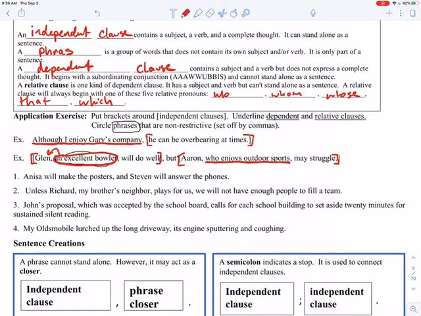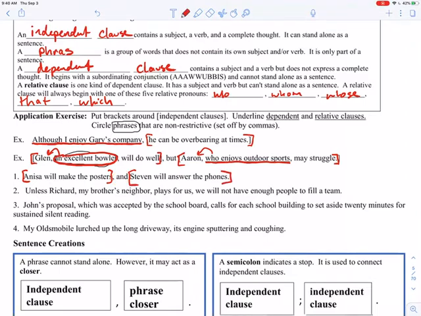Let's see how you did with the examples. Anissa will make the posters is an independent clause. If you notice the comma FANBOYS here, it indicates that we have two independent clauses being separated by those comma FANBOYS.